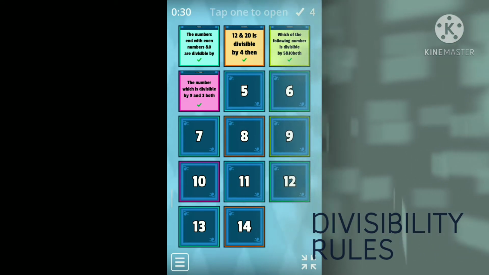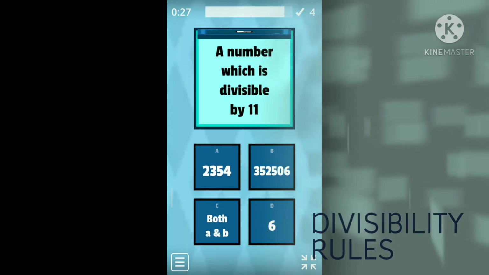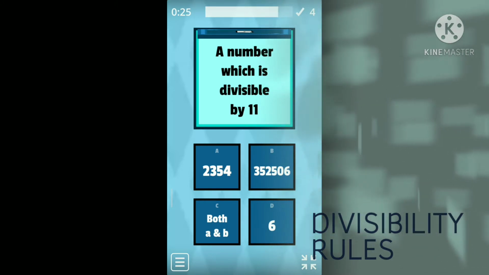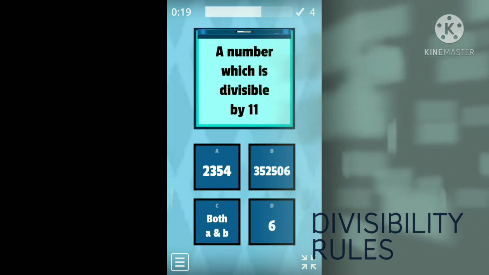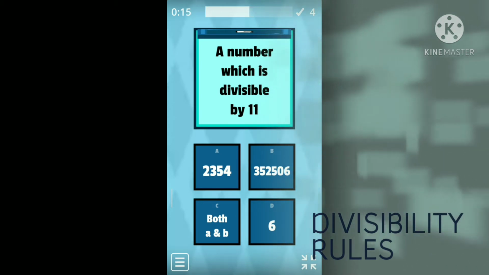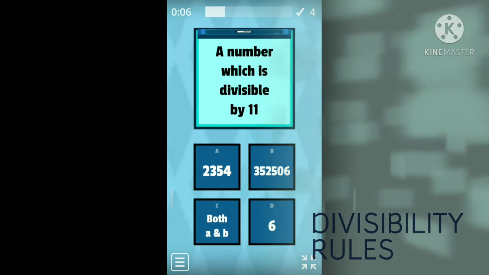Now proceed to the next question. A number which is divisible by 11. We know the divisibility property of 11: if the difference of the sum of the even places digits and odd places digits of a number is 0, or a multiple of 11, then that number will be divisible by 11. So by checking this, we can find out that A and B will both be correct.